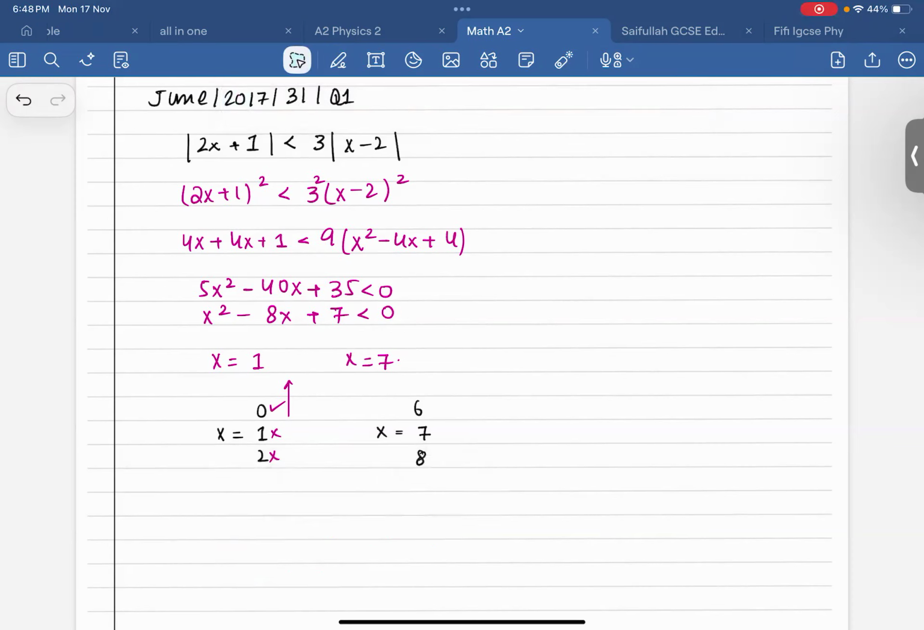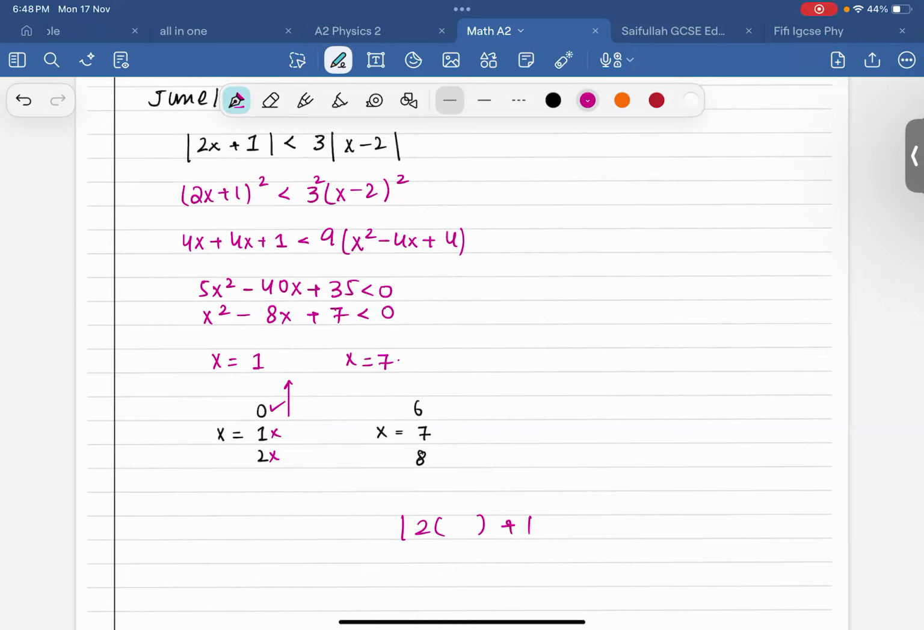I'm just explaining this and then we'll come up with a rule, and you don't have to do it every time, okay? So for 2 times x plus 1, and we have less than 3 times x minus 2, right? So if you put 7 in, 2 times 7 is 14, plus 1 is 15, which is less than 7 minus 2, that is 5.